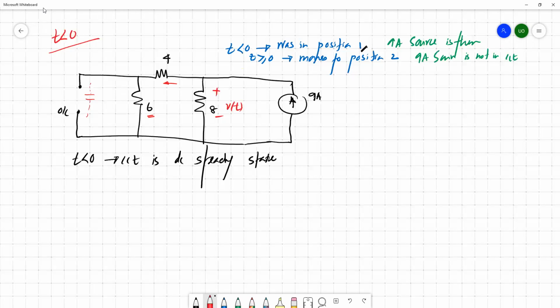Okay. So how do you find the current flow through this branch? This is a current source, so you can easily apply the current divider rule. And the current flowing through this branch, let's assume this is I.